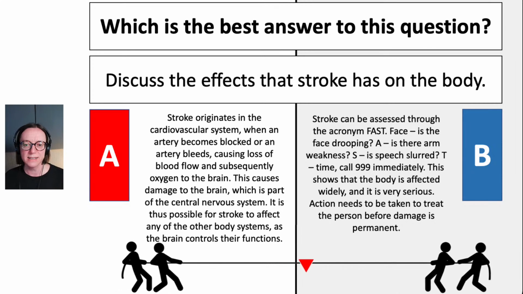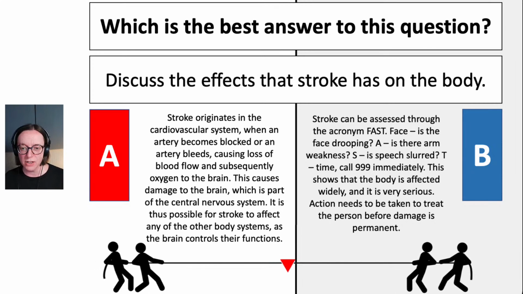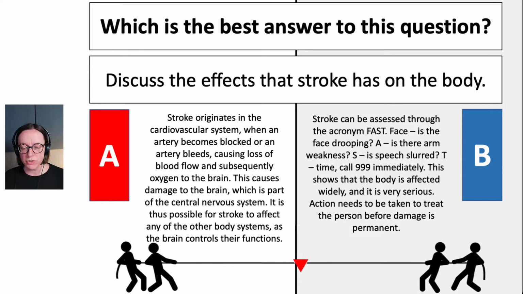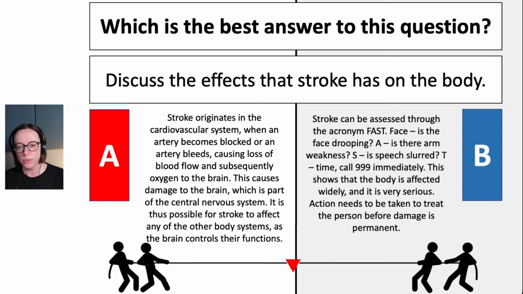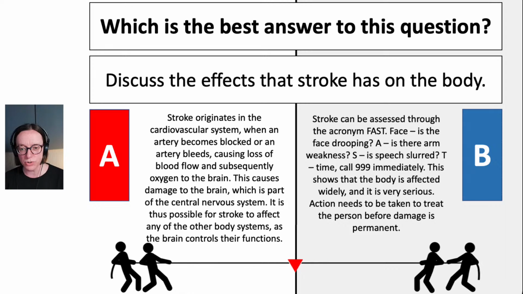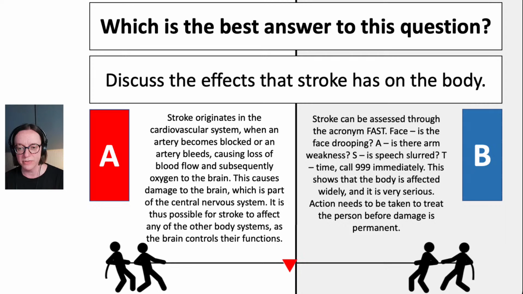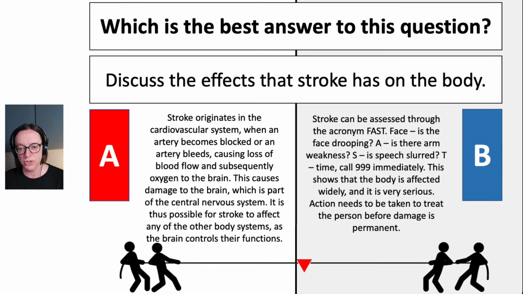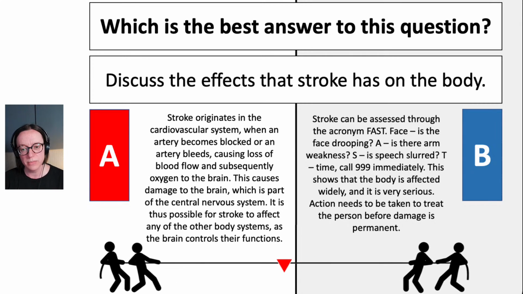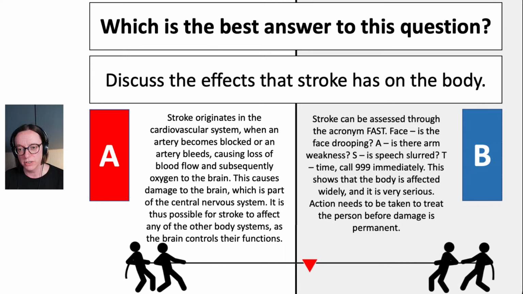So student A has said, stroke originates in the cardiovascular system when an artery becomes blocked or an artery bleeds, causing loss of blood flow and subsequently oxygen to the brain. This causes damage to the brain, which is part of the central nervous system. It is thus possible for stroke to affect any of the other body systems as the brain controls their functions.